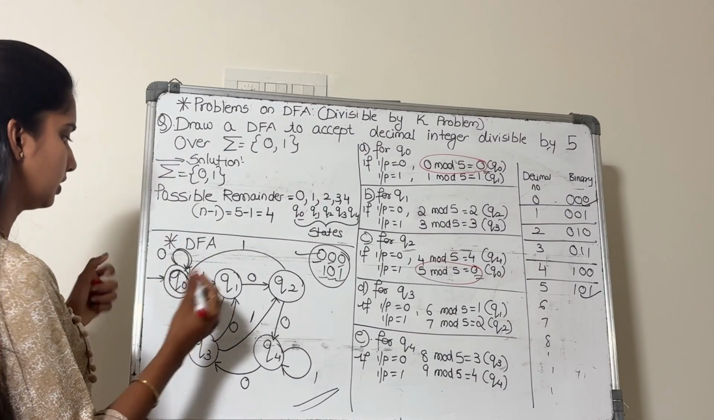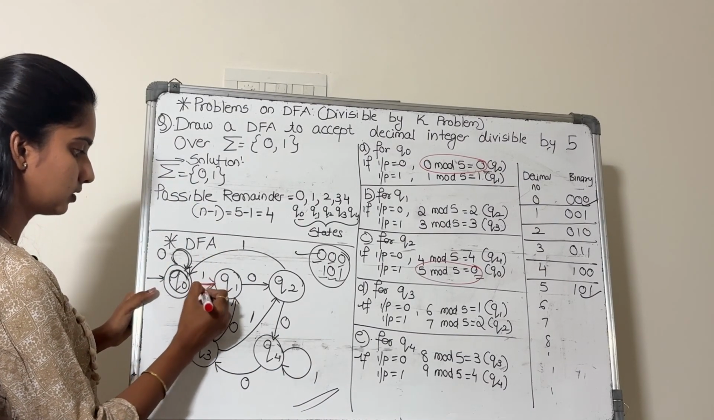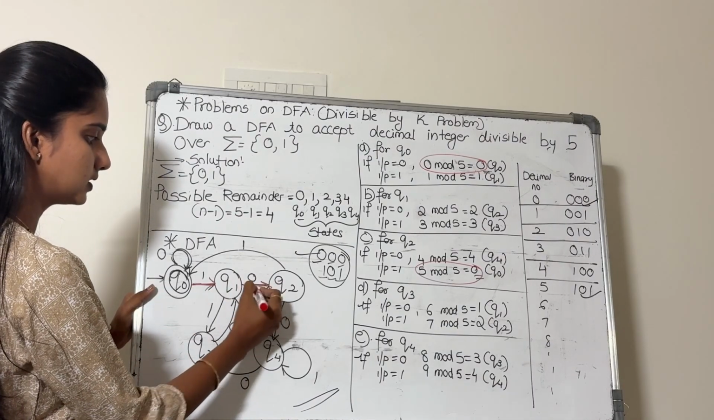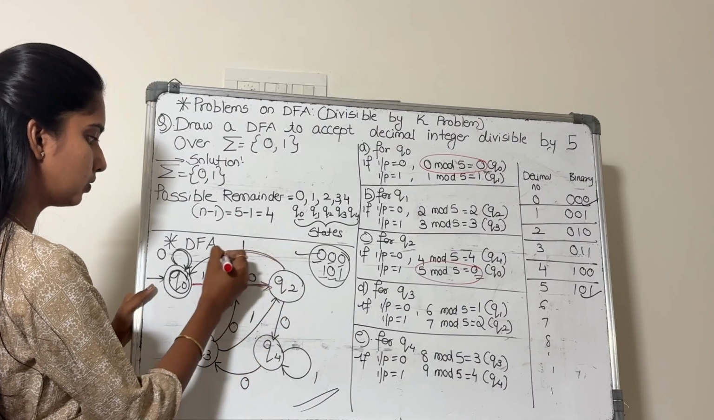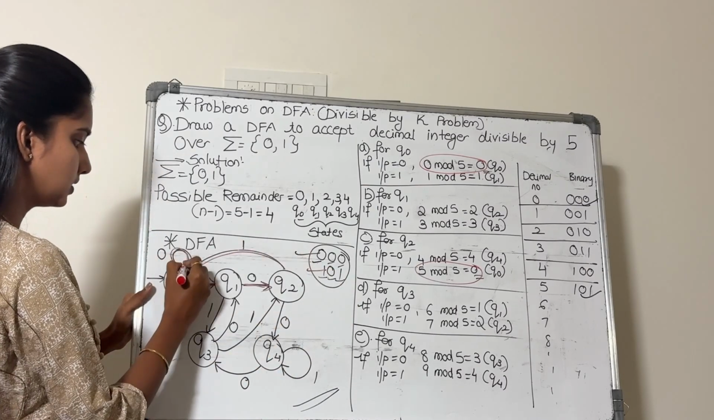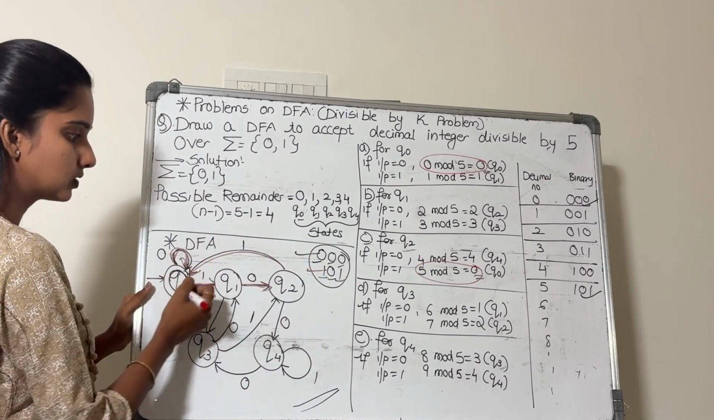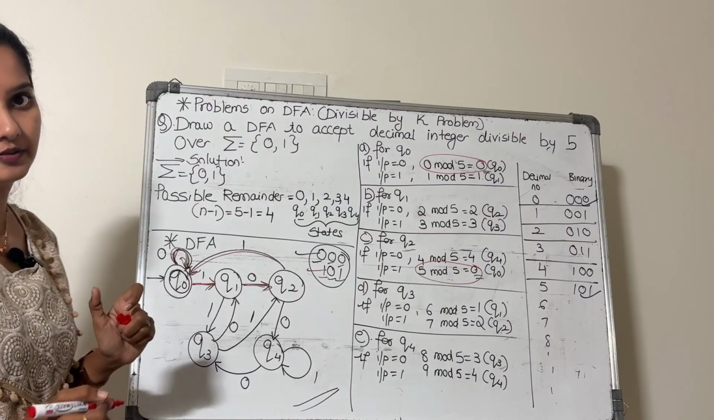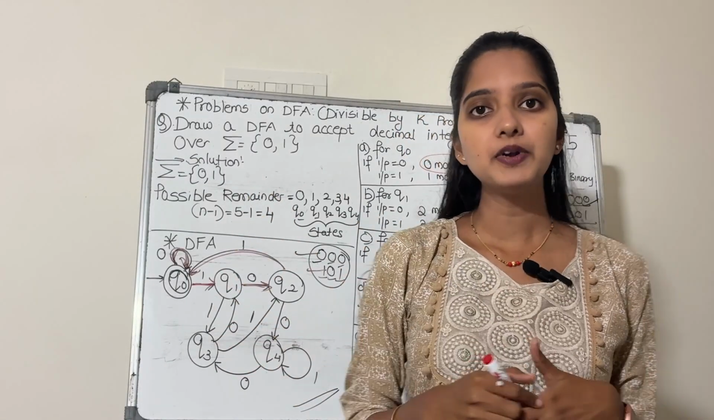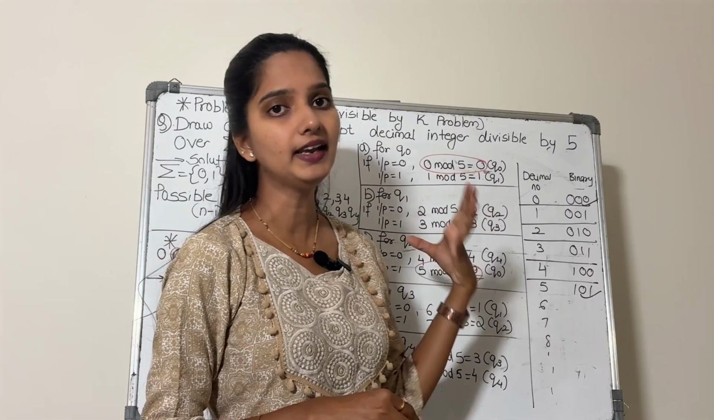So from Q0 to Q1 it is 1. From Q1 to Q2 it is 0, and from Q2 to Q1 it is 1. So this also gets accepted. Similarly 0 0 0 0, 3 times. So these two strings are getting accepted. This is how you need to draw a DFA to accept a decimal integer divisible by 5.